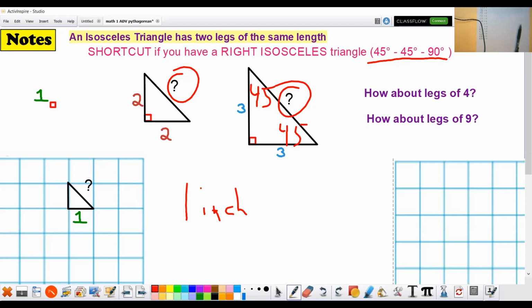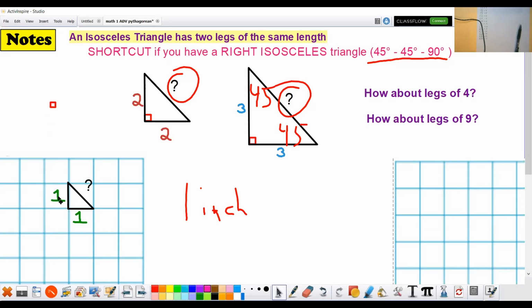And don't say it's 1. It's not 1. This is 1, and this is 1. But doesn't this look farther? Yeah, that definitely looks farther. Well, how far is it?